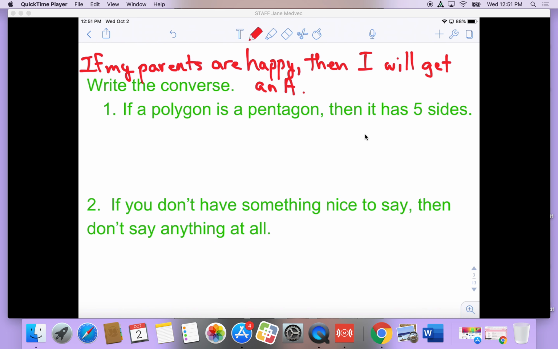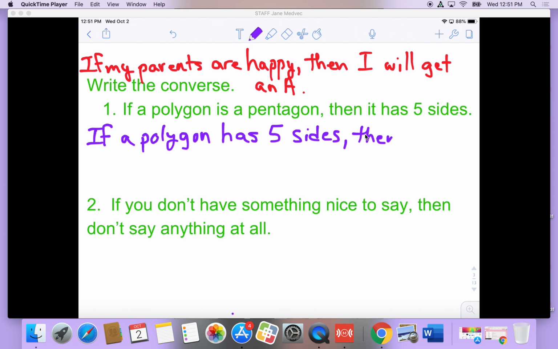If a polygon is a pentagon, then it has 5 sides. Now, one thing to be careful on this one is you're going to start off with if, but sometimes we have to make sure that we, like this one, address that it's a polygon first, and then we swap them, okay? So if a polygon has 5 sides, then it is a pentagon.